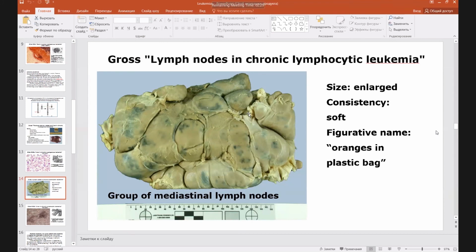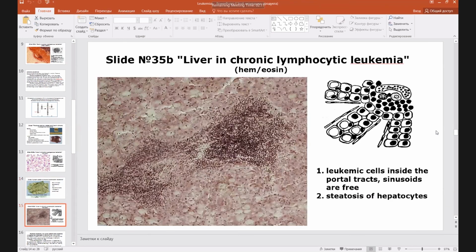Form is round to oval. Consistency of the lymph nodes is soft. They are partially fused. They form a conglomerate in the mediastinum, and the figurative name of these lymph nodes is oranges in a plastic bag. And now, a few words about the liver. During the exam, we will ask you about the comparison between the liver in chronic lymphocytic and myelocytic leukemia.